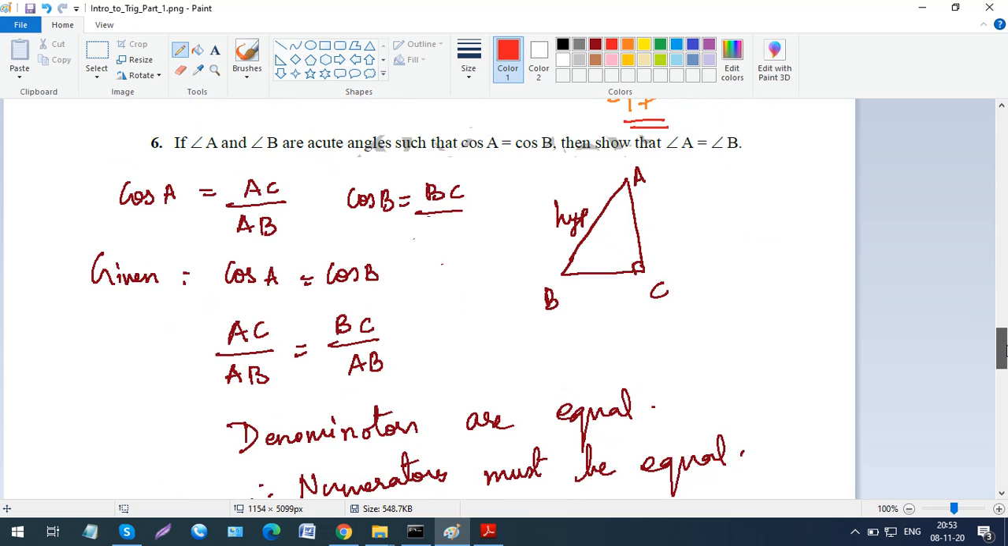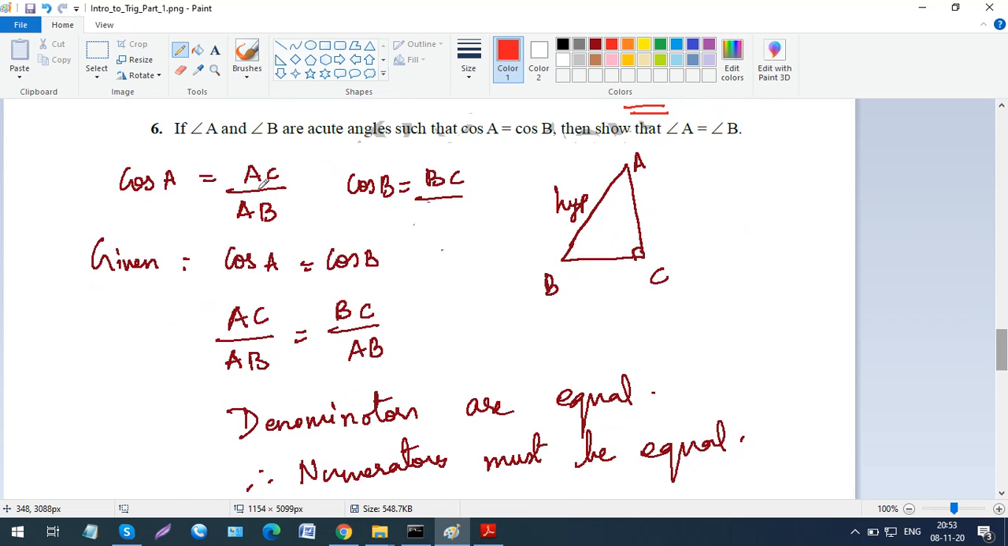Okay. So now come to question number 6. If angle A and angle B are acute angles such that cos A is equal to cos B, then show that angle A is equal to angle B. Since they have used cos, I am just drawing the right triangle, and let me say ABC. Since they are saying cos A equals cos B, definitely A and B will not have 90 degrees, because 90 degrees will never be equal to any other thing, and this is a special different thing. Only A and B have to be acute angles.